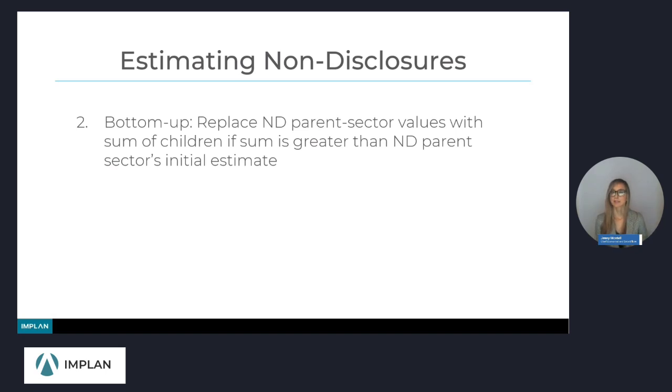And we're going to replace non-disclosed parent sector values with the sum of their children if that sum is greater than the first estimate that we gave for that non-disclosed parent. So basically, we're giving them the bigger of the two. The parents will either keep their first estimate or we'll replace it with the sum of children if that's bigger. And just to point out here, we don't change any disclosed values. So if CEW gave us a raw number for a certain sector, that stands forever. We do not change that. We're only talking about adjusting our first estimates of non-disclosed parents.